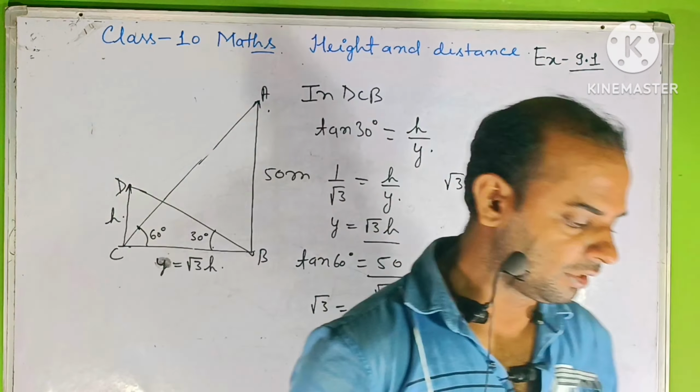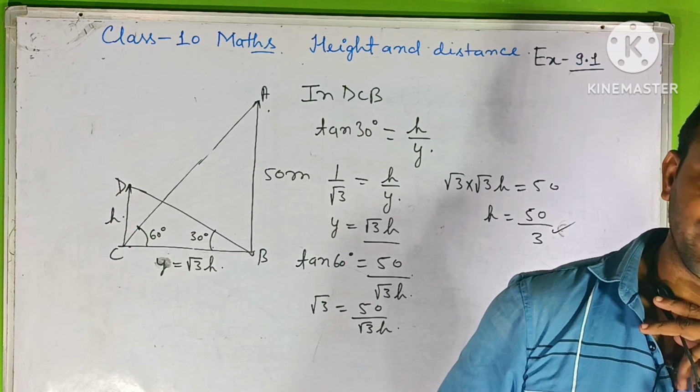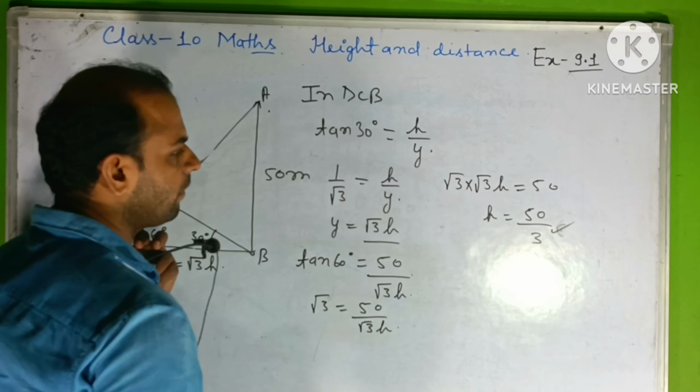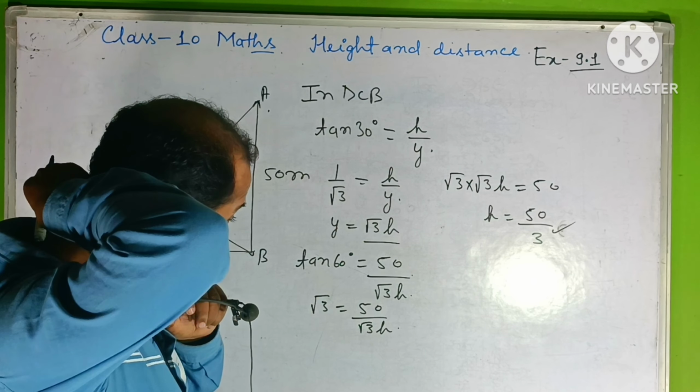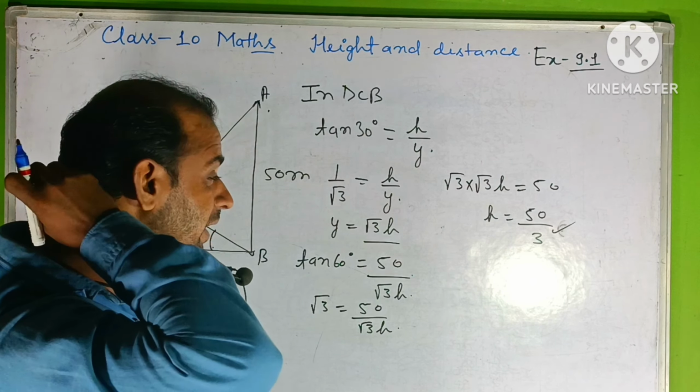But let me check the confirmed answer. What is given? 16 whole 2 by 3. It is okay. When you convert this into a mixed fraction, you will get 16 whole 2 by 3. So that is also okay. You need not worry much about that. 16 whole 2 by 3 meters is the answer.